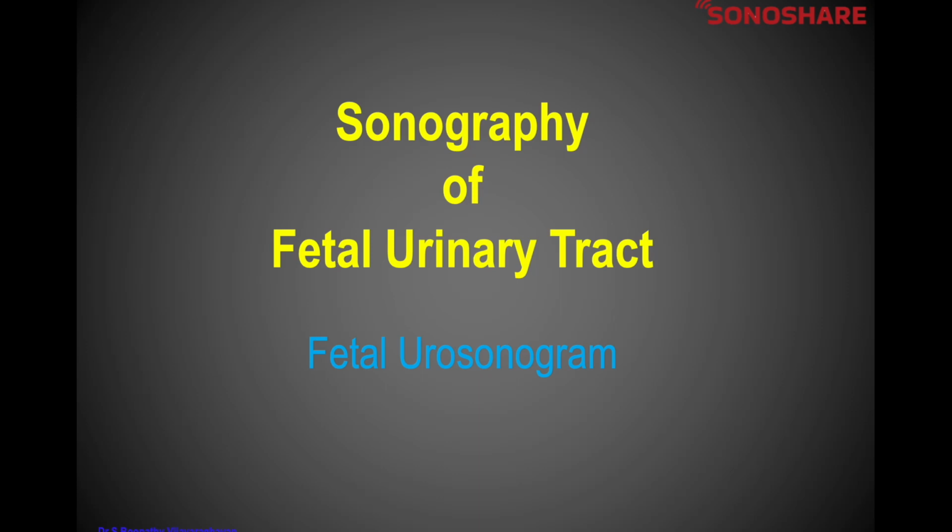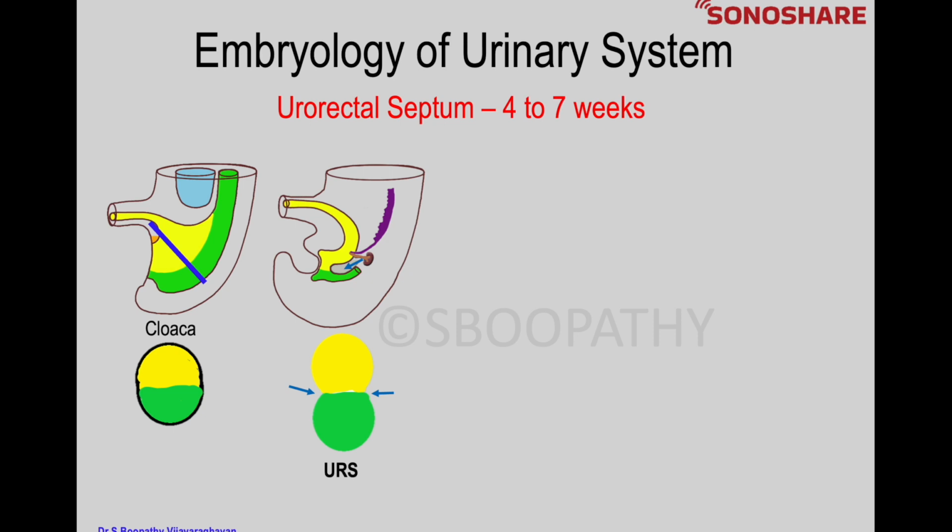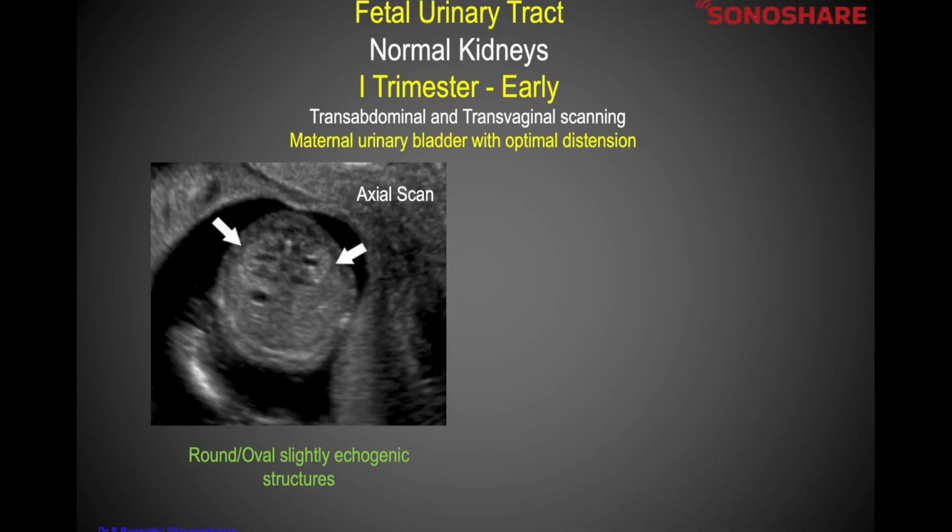Sonography of the fetal urinary tract: the urinary tract develops from the condensation of sacral intermediate mesoderm and from the ureteric bud, which appears dividing the cloacal compartment into two, one forming the urogenital cells. Round or oval, slightly echogenic structures are shown by the arrows on either side of the fetal.